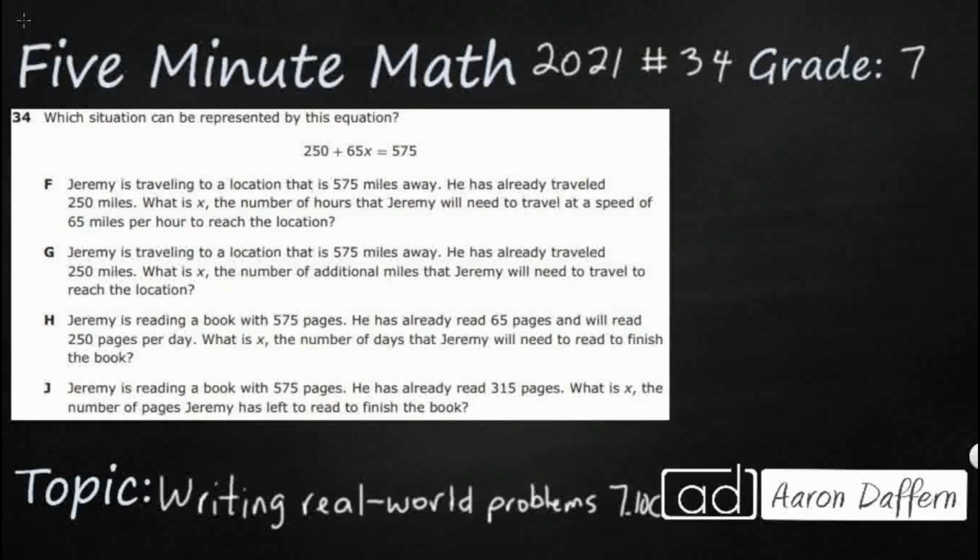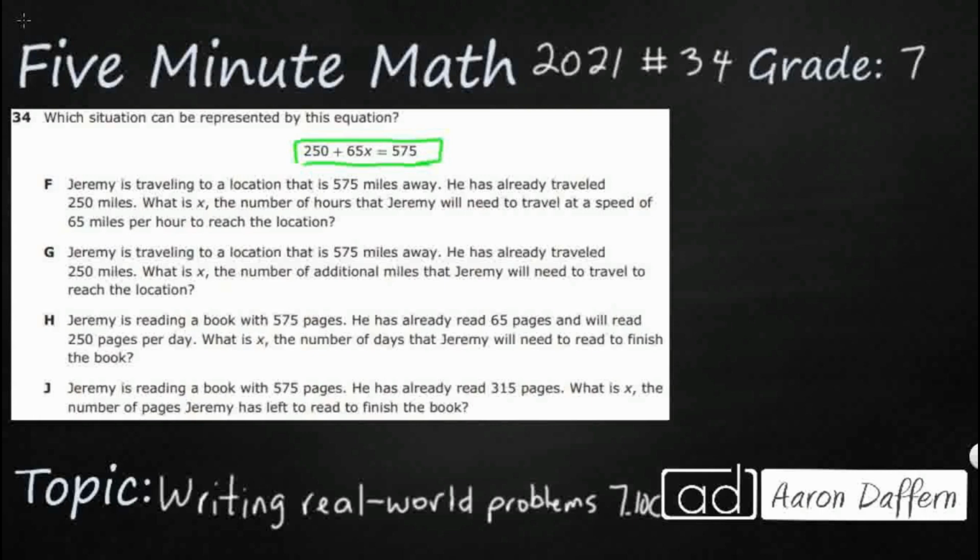So we have this basic equation here, 250 plus 65x equals 575. All we need to do is figure out which of these real-world problems matches that equation. So let's read each of the answer selections. And what I'm going to do is simply try to write an equation that matches that situation. We'll see how close it is to this 250 plus 65x equals 575.